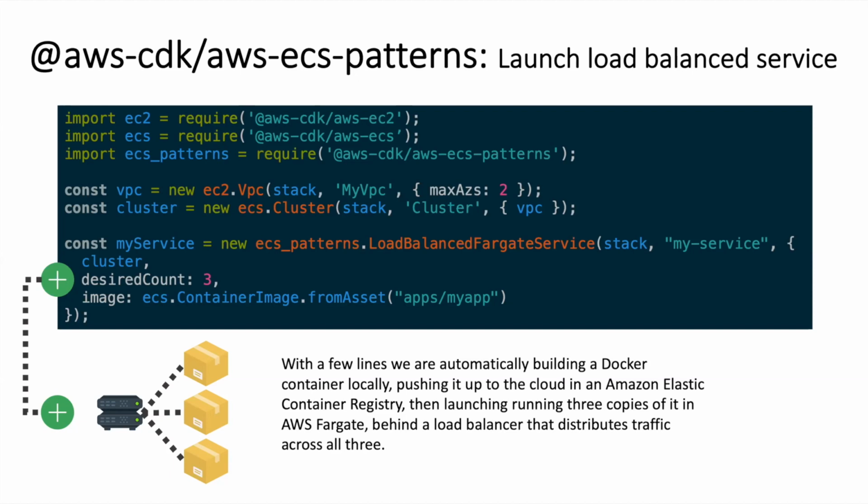You'll see that ContainerImage.fromAsset, I already showed that earlier. The only thing that's new here is this ecsPatterns.LoadBalancedFargateService. And what this does is it automatically creates a load balancer. It automatically takes that image that has been built and uploaded, and it automatically deploys the load balancer and service connected to each other inside of my VPC. So it's just a few lines of code on my local machine, but it's doing all of this automatically for me.